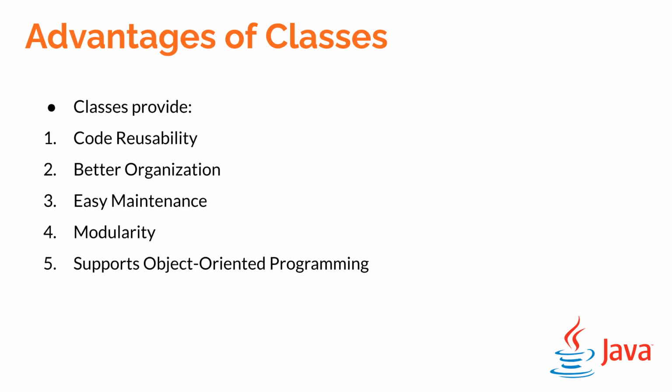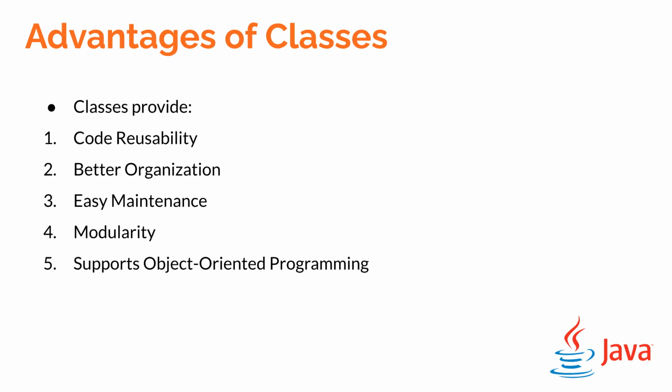Real-life example: imagine a school. There are separate departments for admissions, accounts, library, and examination. Each department has its own responsibility. Similarly, classes organize programs into different sections.